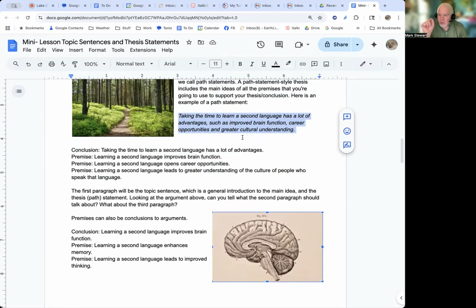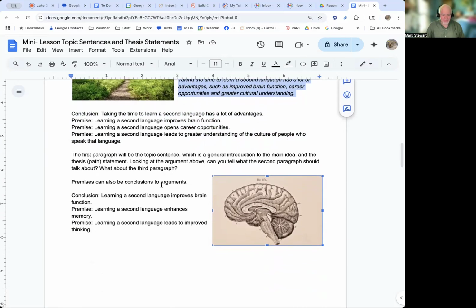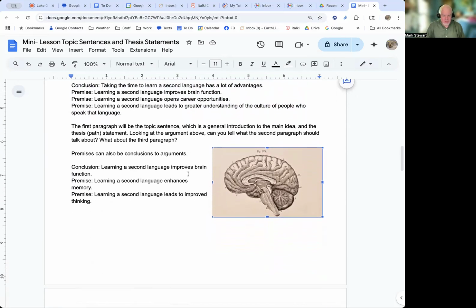Can you tell what the second paragraph would be about, just looking at that? Exactly. Improve brain function. Okay, good. So what would the third paragraph be about? Yes, career opportunities. Good. Okay, good. Let's keep going.